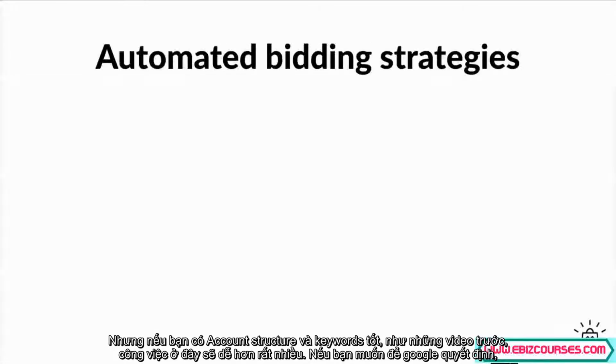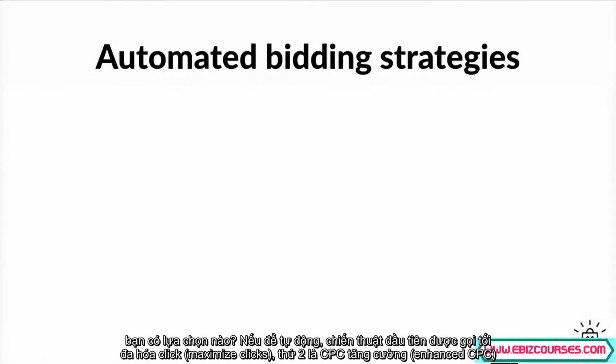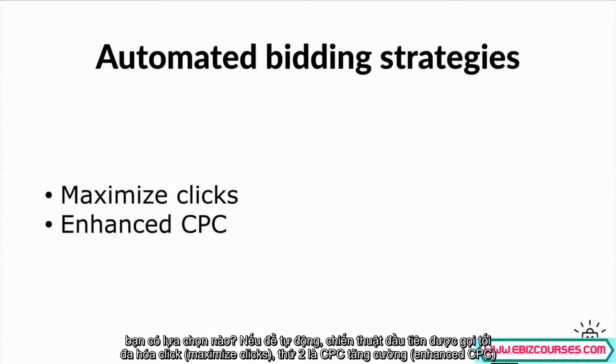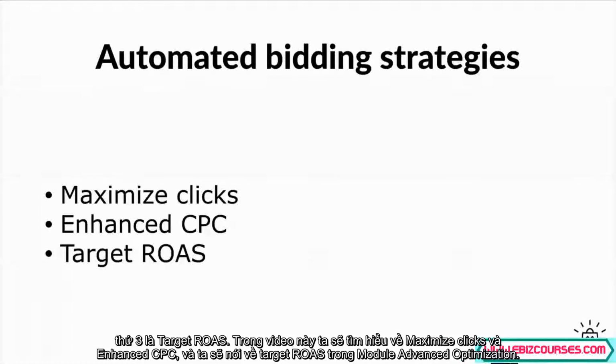So if you do want to involve Google or do want to leverage their systems, what are your options? Well, the first automated bidding strategy, that's what they call it, is to maximize clicks. Second one is enhanced CPC. And the third one is target ROAS. And in this lesson, I'm actually going to talk about the maximize clicks and enhanced CPC. And I'll talk more about the target ROAS in the advanced optimization module.